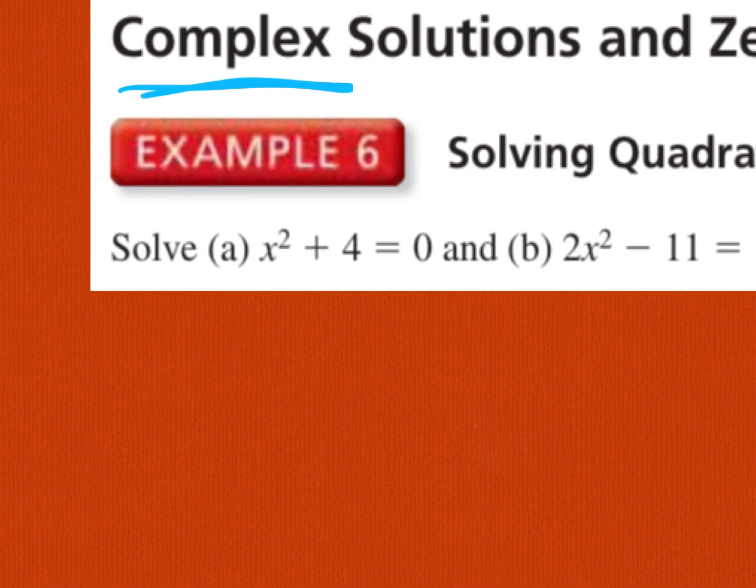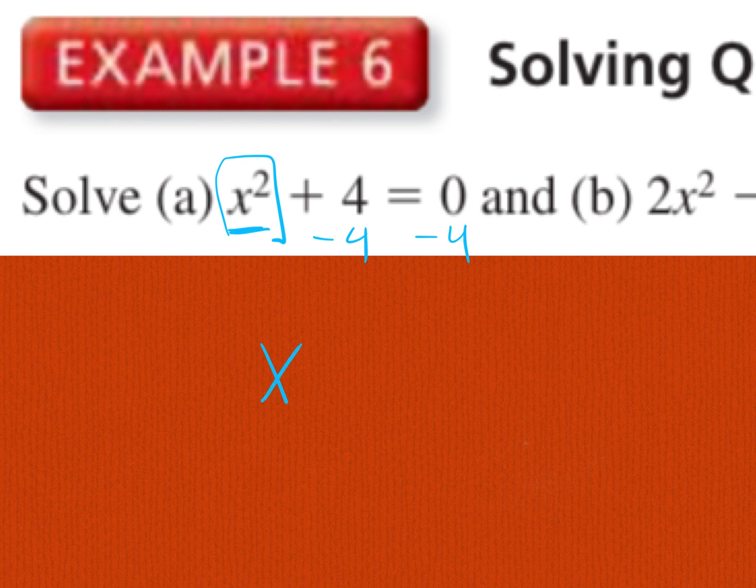For A, since I just have an x squared, I'm going to move everything to the other side and leave that x squared all by itself. So I'm going to subtract 4 on both sides. So x squared is equal to negative 4.